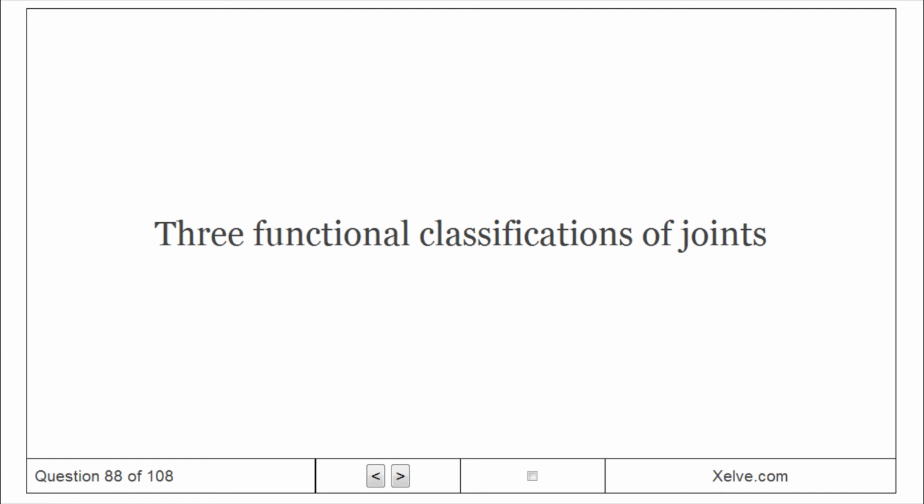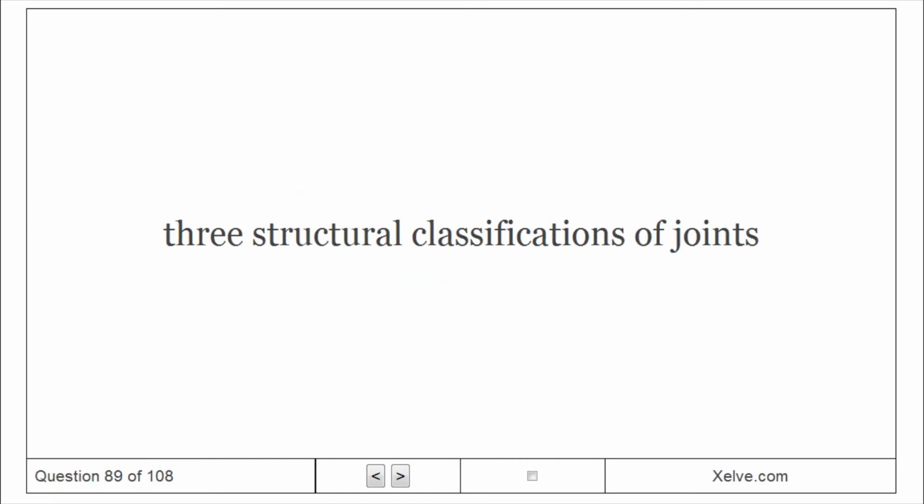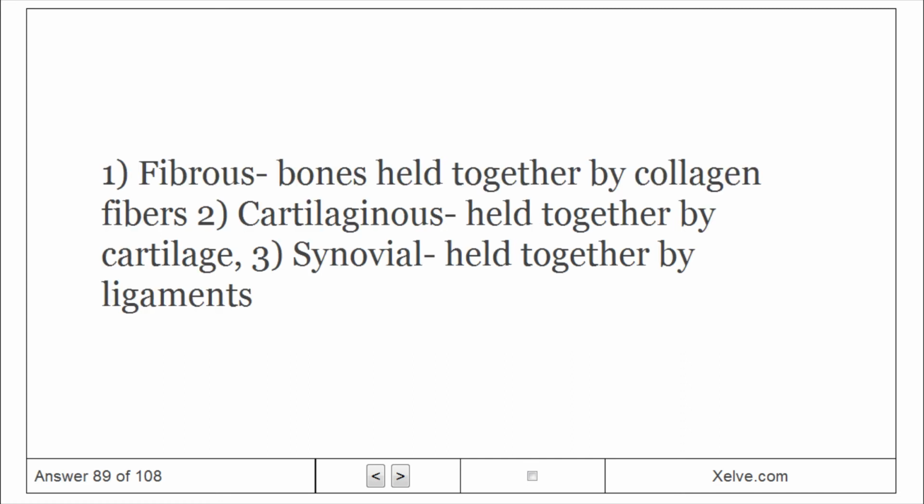3 functional classifications of joints. 1. Synarthrosis, immovable. 2. Amphiarthrosis, slightly movable. 3. Diarthrosis, freely moving. 3 structural classifications of joints. 1. Fibrous, bones held together by collagen fibers. 2. Cartilaginous, held together by cartilage. 3. Synovial, held together by a joint capsule and ligaments.